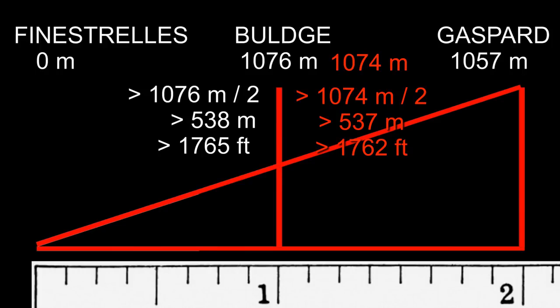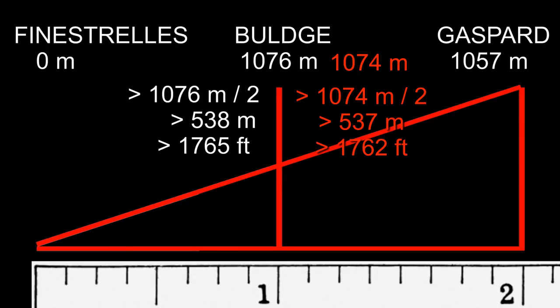Again, this graph is the elevation of the bulge above the peak of Mount Fenestrelle and the elevation of Mount Gaspar above the peak of Mount Fenestrelle. Mount Fenestrelle is simply subtracted from itself to yield 0. This calculation is actually very simple.